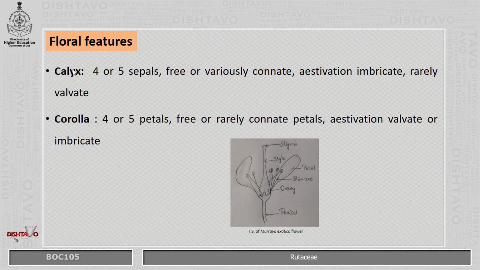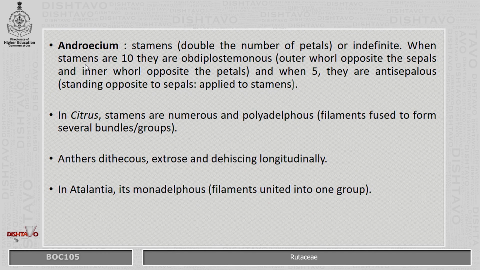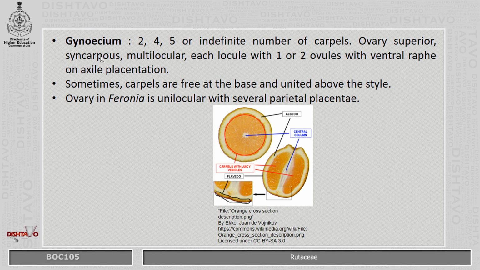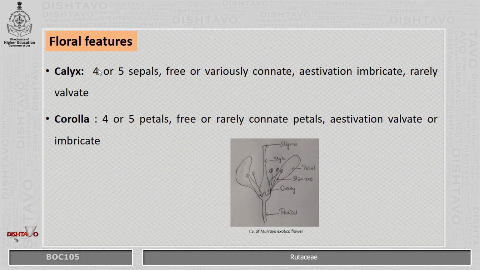Coming to the floral features, we see the 4 floral whorls. It's a complete flower. So calyx, corolla, androecium and gynoecium is present, which are the 4 floral whorls. In this picture, you can see the TS of Murraya exotica flower, showing the pedicel, then the sepals, then petals, and then the stamens, and the style and stigma.